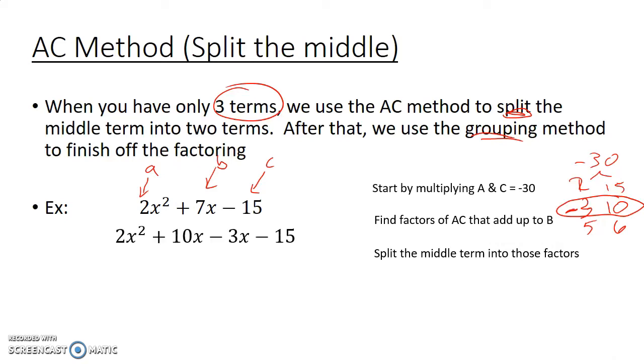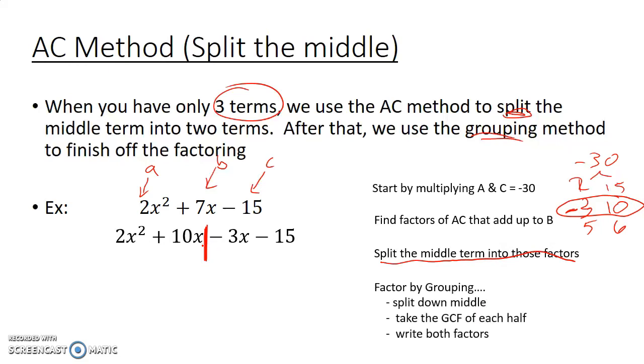So we split the middle 2 terms. This is the main idea here. That's why we sometimes call it split the middle: you take 7 and split it into 10 and negative 3, because 10 minus 3 is still 7. Go through and split the middle term. Now it's just a grouping problem. So we'll go through the grouping idea.